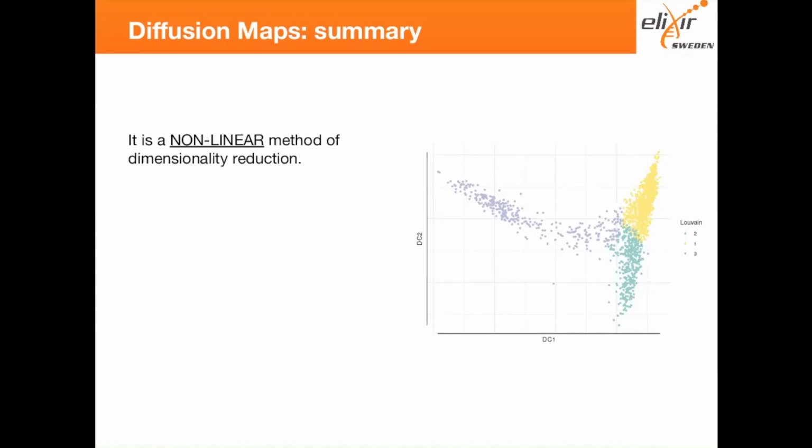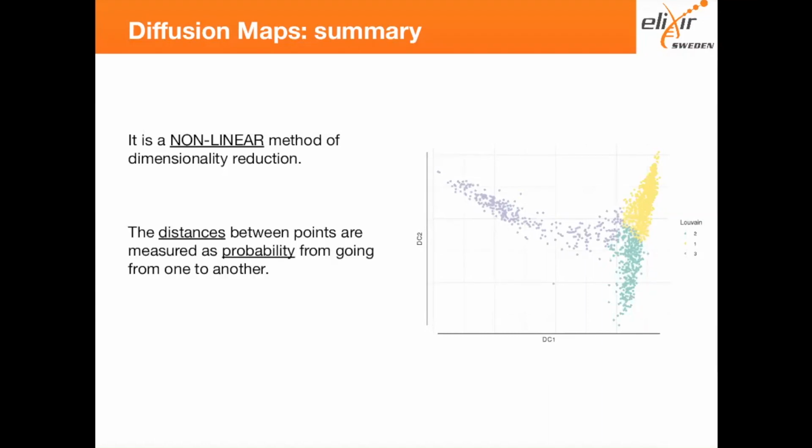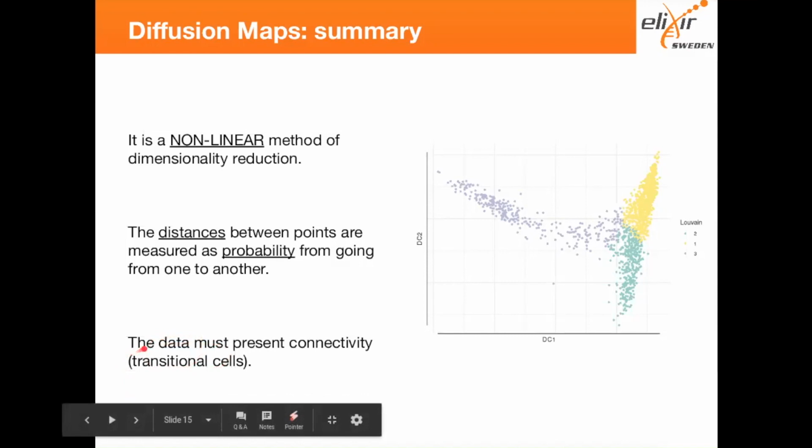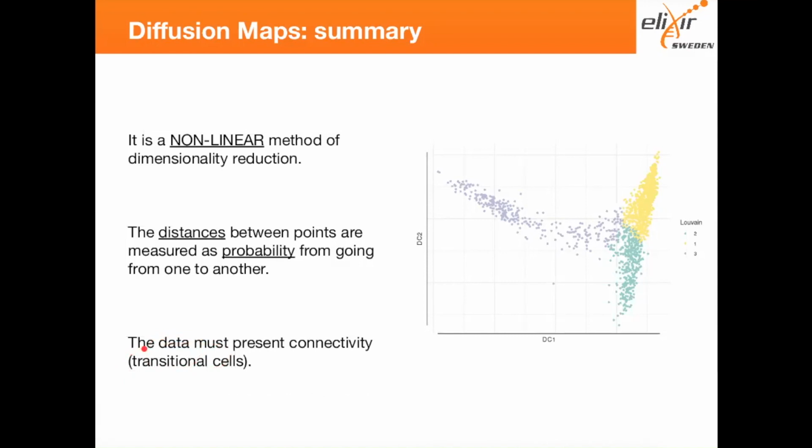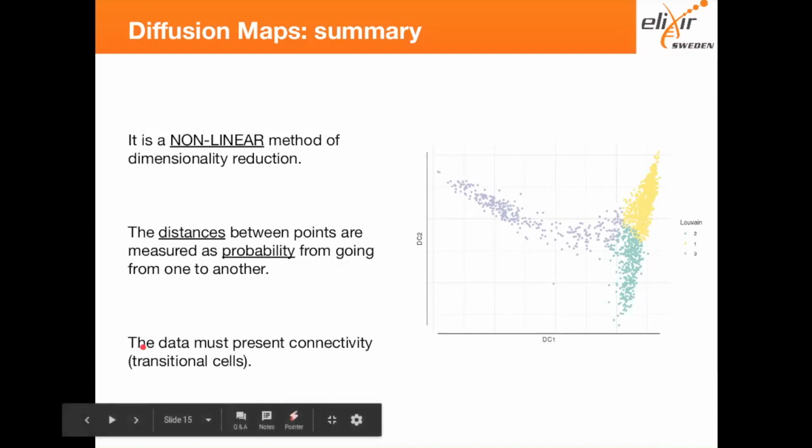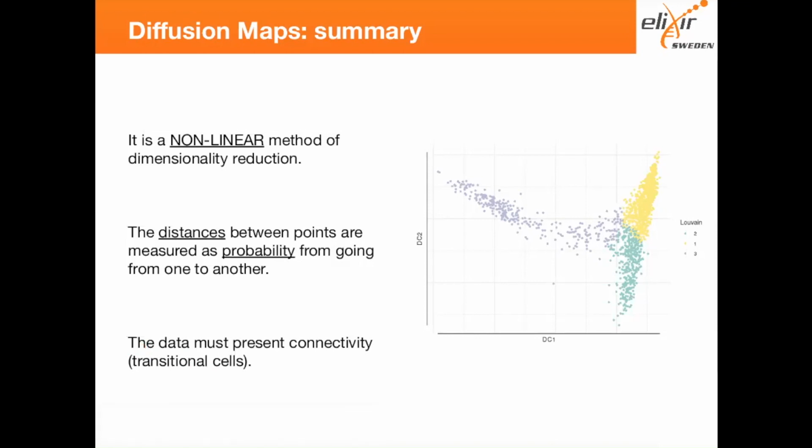So in summary, diffusion maps is also a non-linear method for dimensionality reduction, and the distance between points reflects the probability of going from one point to another. And again, your data must have some connectivity between them, otherwise this will fail, basically, in any dimensionality reduction that you want to use to set trajectories, including diffusion maps.